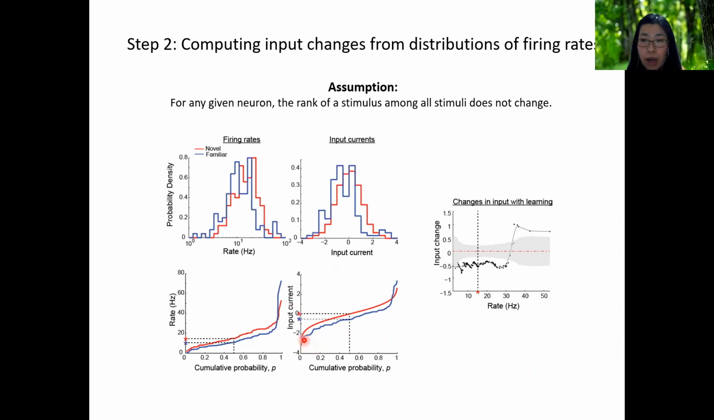Then we compare the input changes with the learning, delta I, and plot it as a function of the response to the stimuli, or the firing rate before learning. The input changes for this particular example showed depression for the low firing rates and potentiation for the high firing rates, because depression was needed to explain the overall shift, the reduction of the firing rates, while potentiation was needed to explain the increase in the maximum rates.